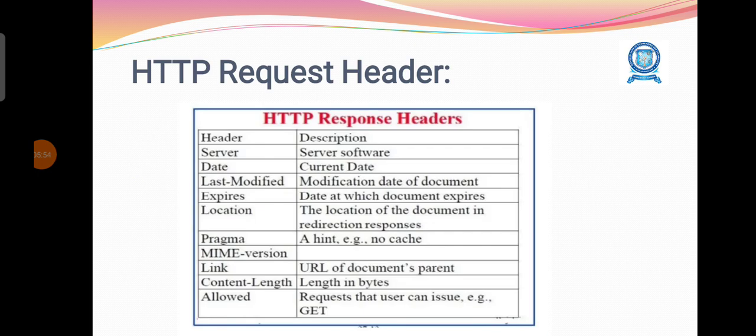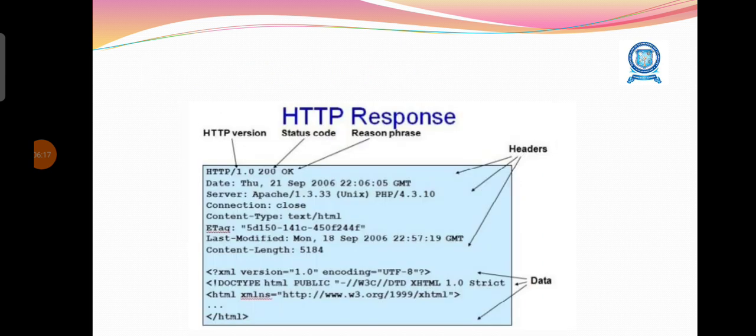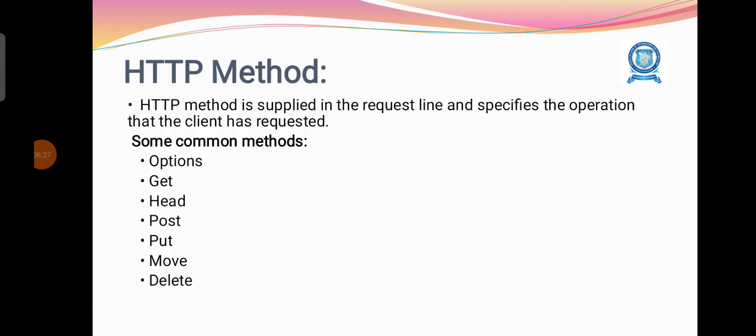This is an example of the HTTP response headers, which consist of fields like server, which describes the server software, then the current date, last modified, date of expiry, location, pragma, MIME version, link, content length and allowed. This is an example of an HTTP response, which consists of the filled fields for all the necessary headers.